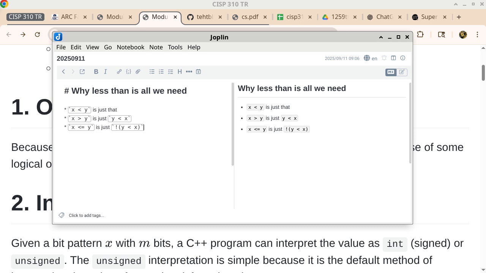Now it is important to include the equal to. So in other words, if x does equal y, is it also true that it is not the case that y is less than x? Because we have to make sure the boundary case is also covered.